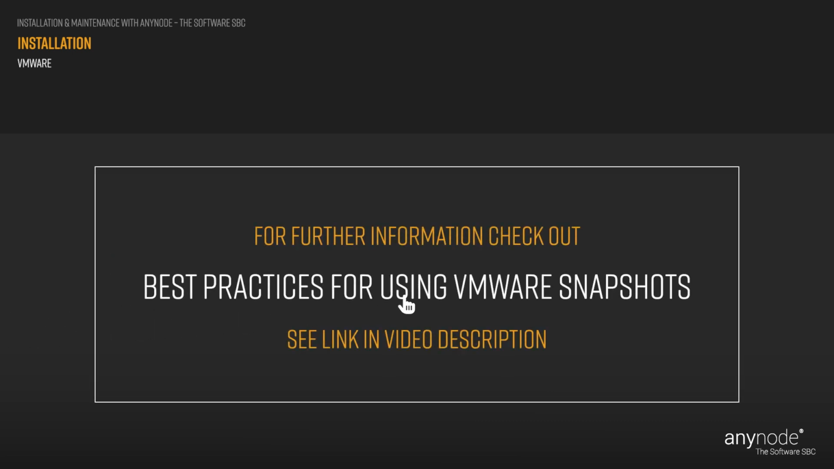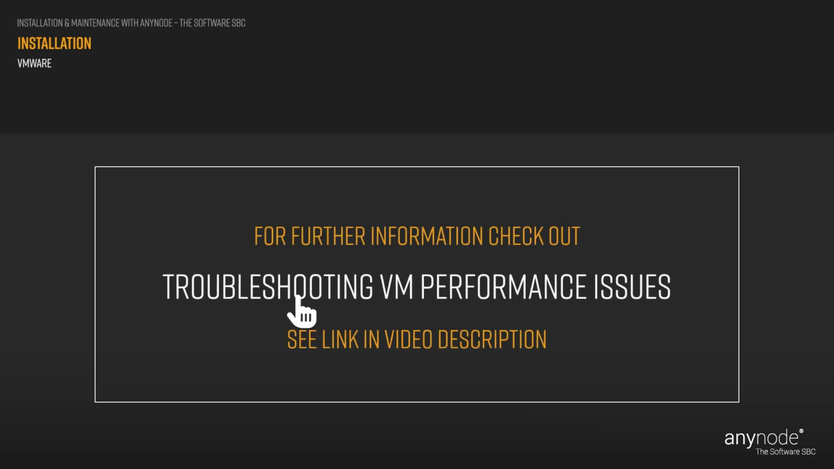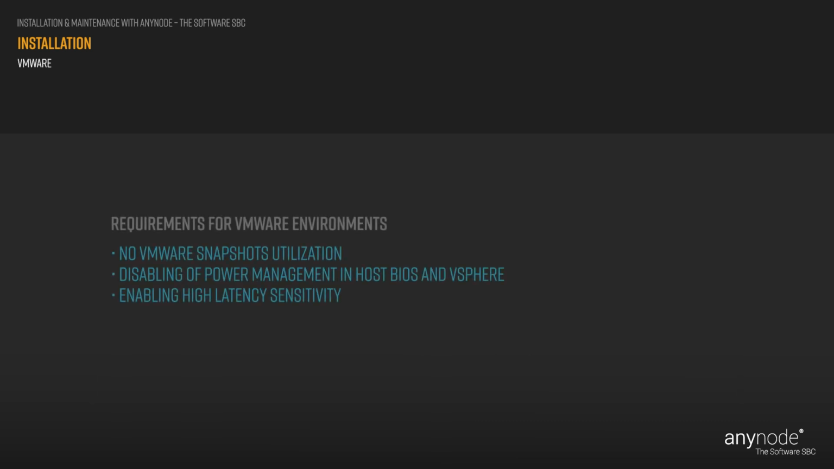For more details, review the VMware Knowledge Base Entry Best Practices for using VMware snapshots in the vSphere environment, 1025279. Also review the KB Entry Troubleshooting Virtual Machine Performance Issues for VMs running on VMware Workstation, ACE, Player, or Server, 1008360, for additional information. Take note of the following requirements for VMware environments.